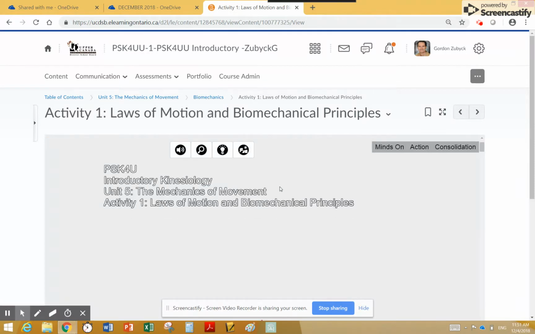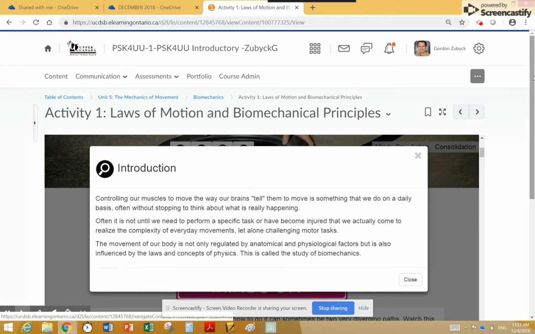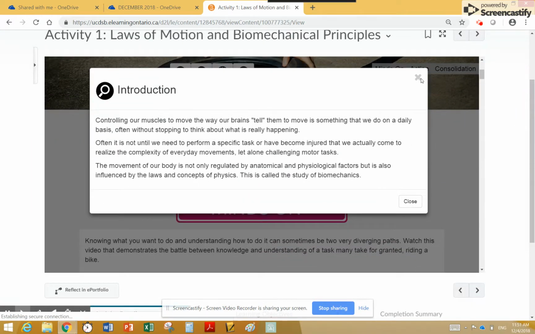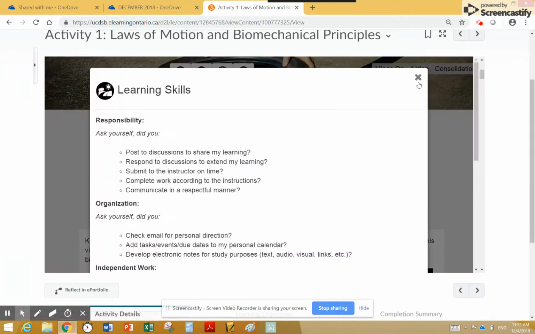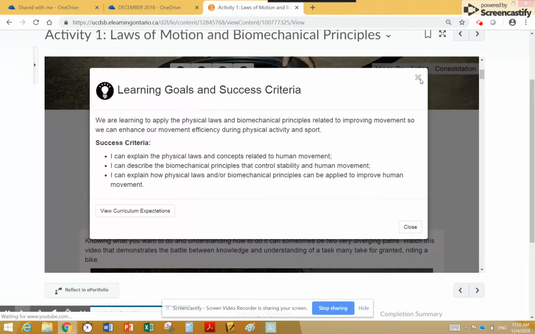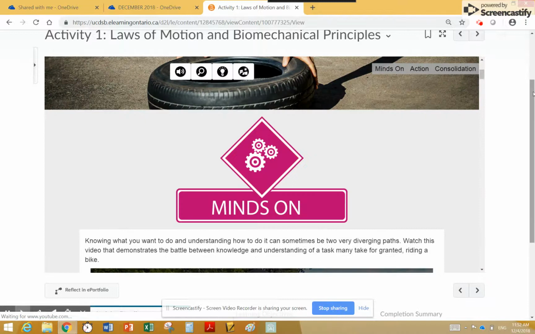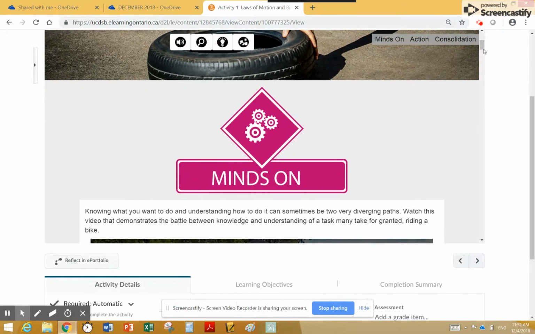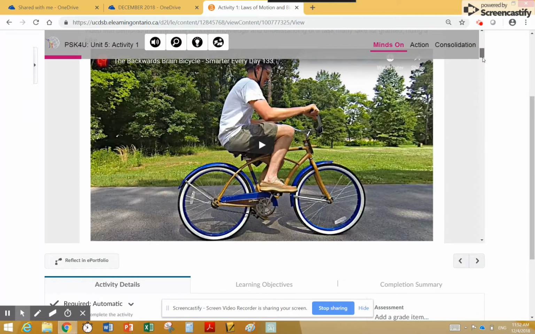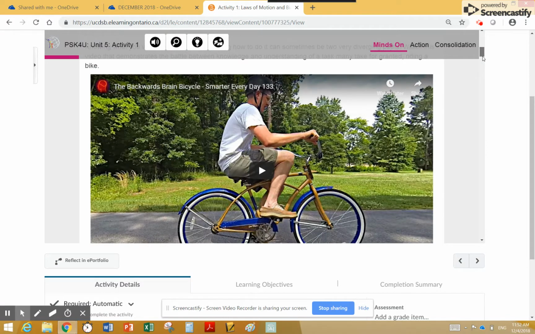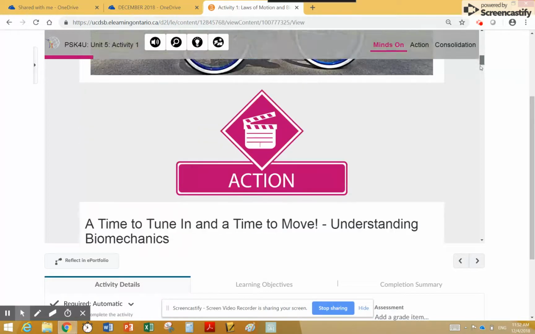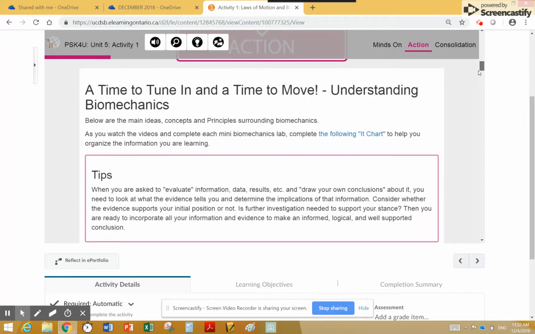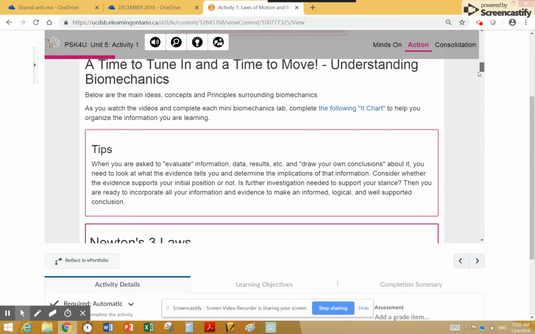So this section here is looking at laws of motion and biomechanical principles. It's important to know these because basically all movement is impacted by them, and understanding these can really help with instruction, teaching, and understanding how things work. This starts off with some things about a bicycle to think about, and then some general stuff about biomechanics.